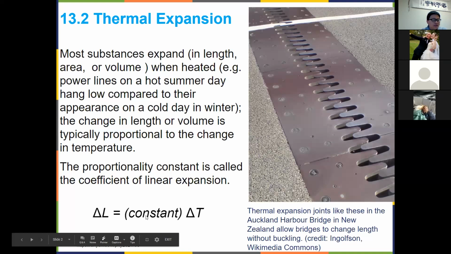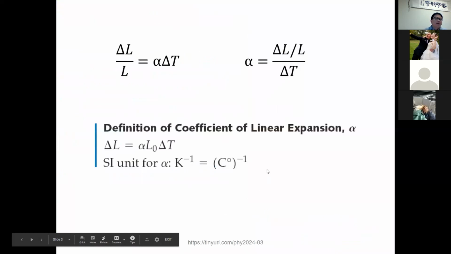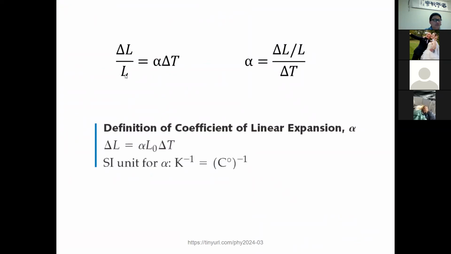Actually, this equation also includes the original length of the material. If you separate the original length out as L, then delta L, the change in length, is equal to alpha times L naught, which is the same L as in the equations above, the original length of the material, times delta T, the change in temperature. So this alpha is called the coefficient of linear expansion.